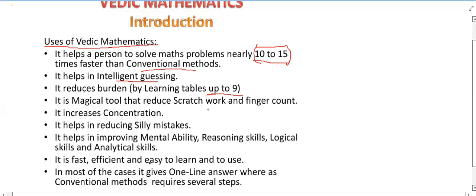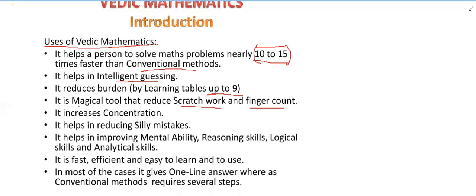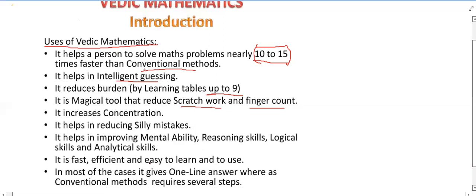Next, it is a magical tool that reduces scratch work and finger count. Scratch work means rough work. So these things will be eliminated using these Vedic techniques. In most of the cases, it will give a one-line solution without any steps. So we can tell these Vedic techniques are a magical tool. Next is, if you practice these techniques, it helps in increasing your concentration and reducing your silly mistakes. And it helps in improving your mental ability, reasoning skills, logical skills, and analytical skills also.